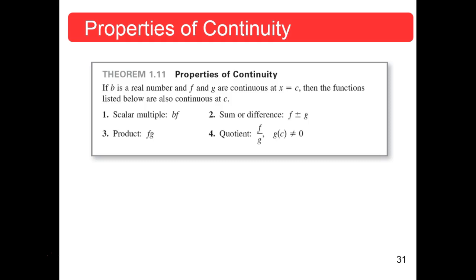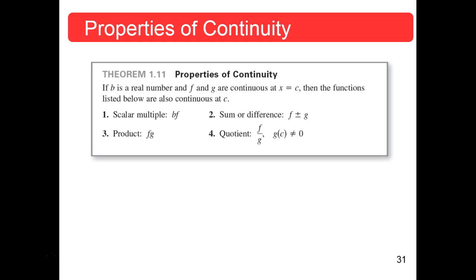So here are properties of continuity. Theorem 1.11. If B is a real number, any old real number in the world, and F and G are continuous at x equals C, then the functions listed below are also continuous at C, whatever C happens to be. They really need to say it's a real number too.